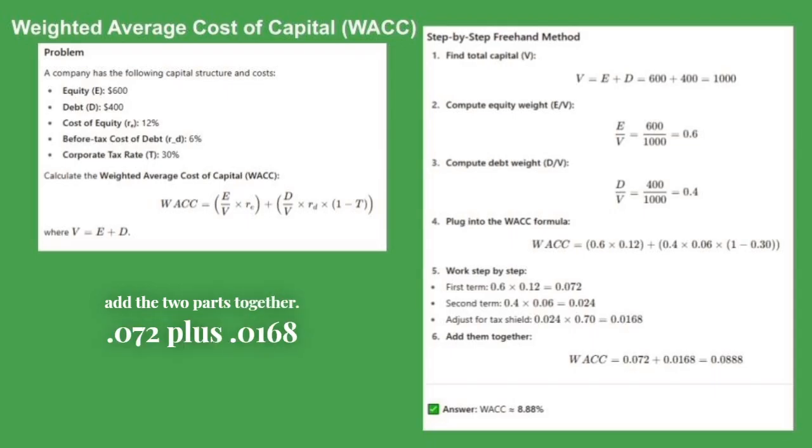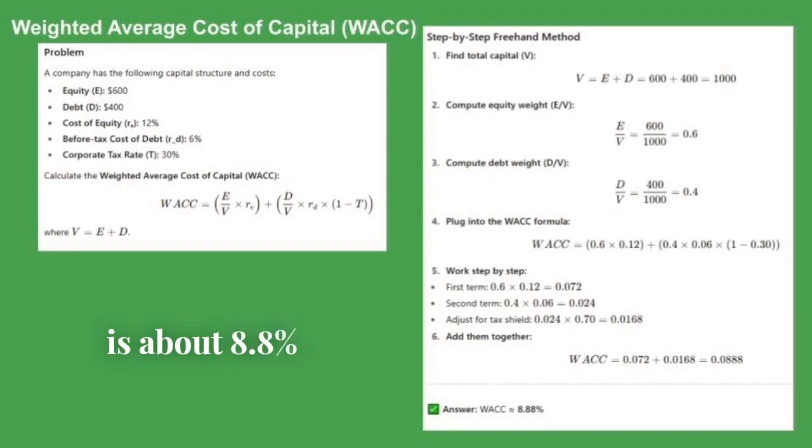Finally, add the two parts together. 0.072 plus 0.0168 equals 0.0888. So the weighted average cost of capital is about 8.8%.